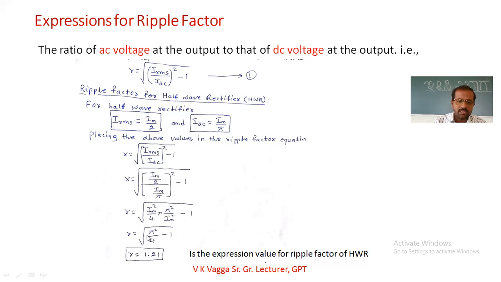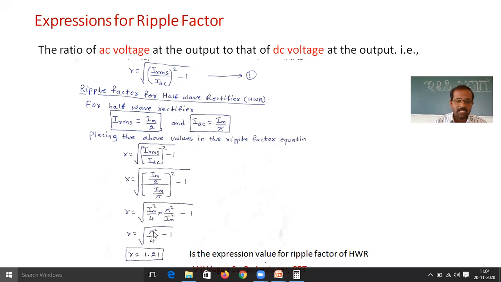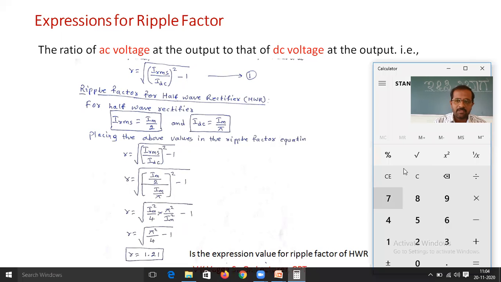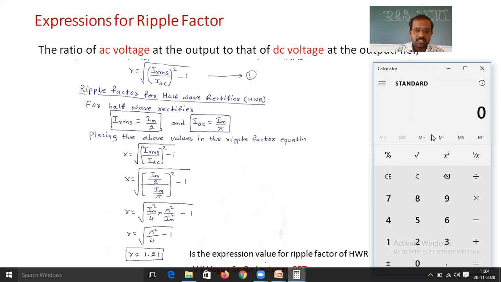If it is simplified, the value of R is equal to 1.21. If you want, you can simplify the value yourself. In this case the value of pi is equal to 3.142. I think you know that one. It is equal to pi squared.